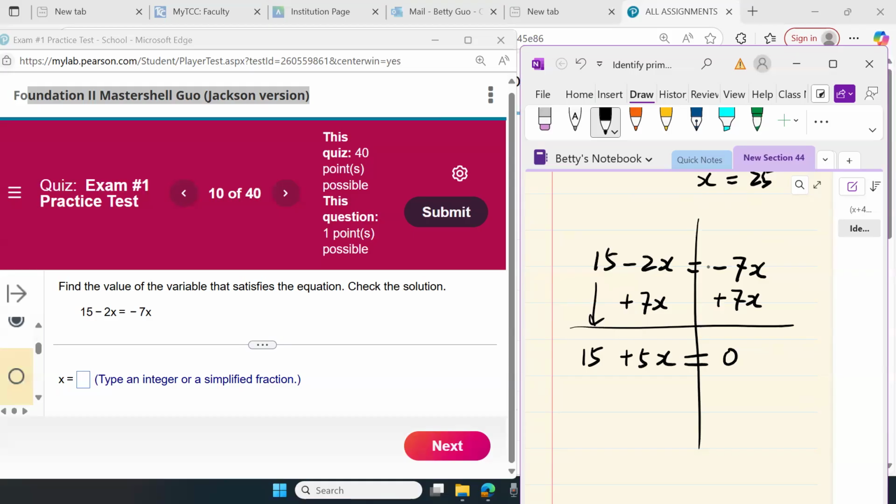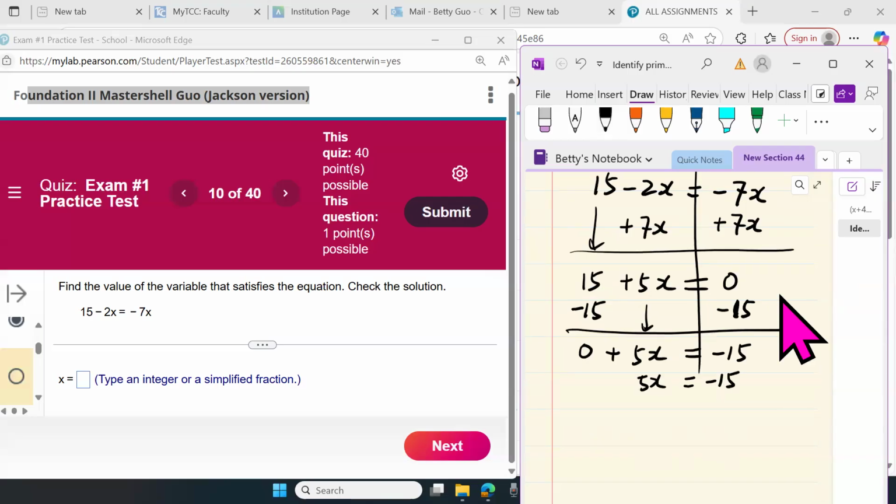Very good. And the 15, this constant term, I wanted to be on the right side. So to remove that, we subtract 15. Negative 15 is the opposite of positive 15. We cancel, add up to 0. 0 plus bring down 5x equals 0 plus negative 15 is negative 15. So we have 5x equals negative 15, divide each side by 5.